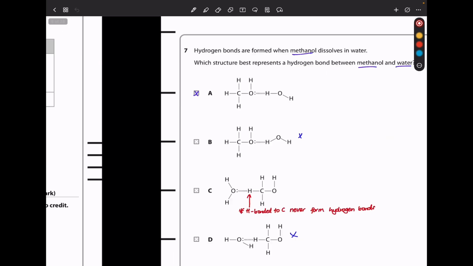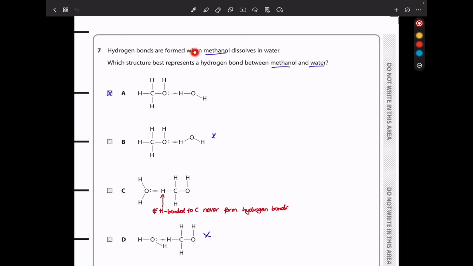In question 7, hydrogen bonds are formed when methanol dissolves in water. Which structure best represents a hydrogen bond between methanol and water? And again, this question is looking at which one best represents. This is the best representation because we can see there is the first molecule and then the water molecule, and the bond angle here is 180. If we look at this, the bond angle is not 180, so that is out. When we look at this, the hydrogens directly attached to carbon never take part in hydrogen bond formation, so this is out. And this one here, the water molecule, is interacting with a hydrogen that is attached to the carbon, so this is going to be wrong, so the only correct answer should be A.